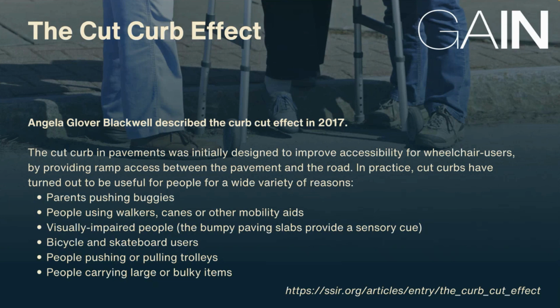Parents pushing buggies, visually impaired people, people carrying large or bulky items are just a few examples of other people who have benefited from a cut curb. This real-life example demonstrates that adjustments designed for a particular group quite often positively impact many, if not all others. So, how could we apply the cut curb effect to the workplace?